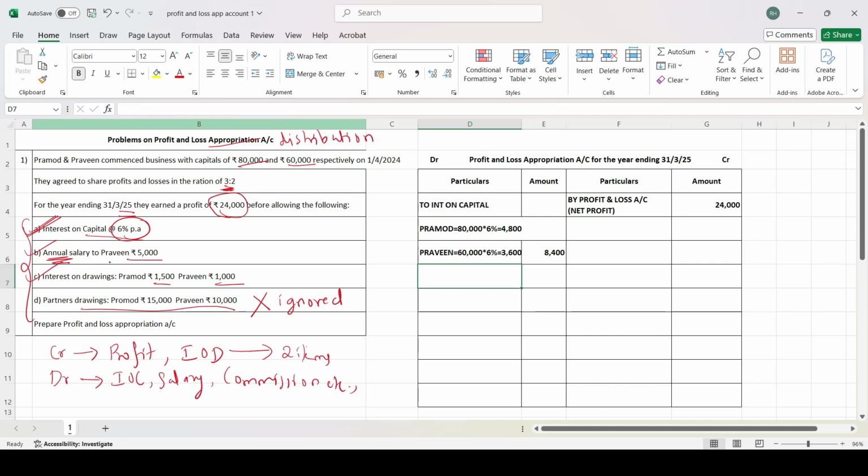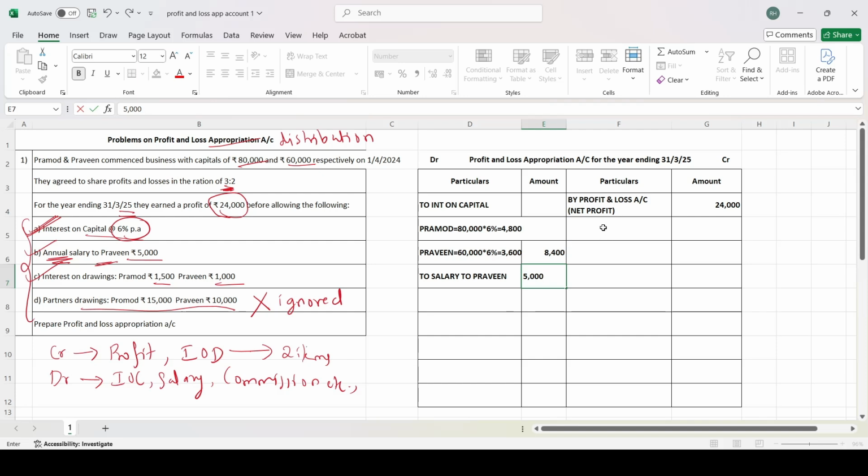Next one is annual salary. You have to give the salary to Praveen. So we'll record that as salary to Praveen. How much is it? 5,000. Salary to Praveen is 5,000. Yes, we have recorded the salary also. Go with the next item.